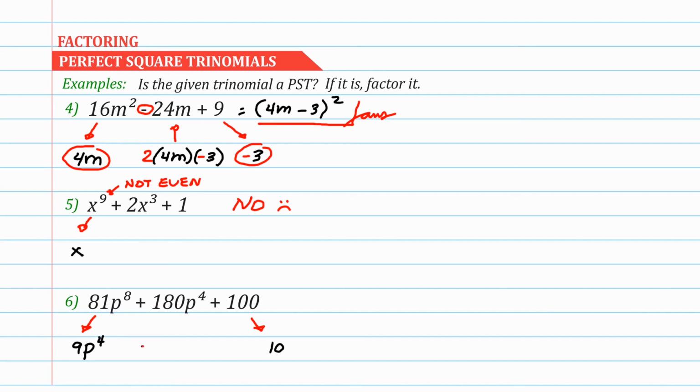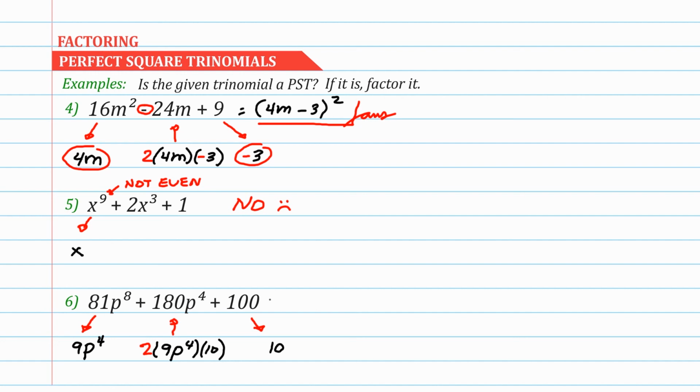Now, check natin the middle term. Double the product of what? These two. The square roots. So, 9p to the 4th times 10. Check nga natin kung equal doon sa ating middle term. We have 2 times 9 is 18. Times 10, 180. P to the 4th, they are equal.